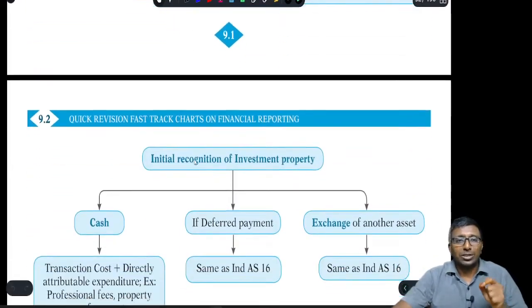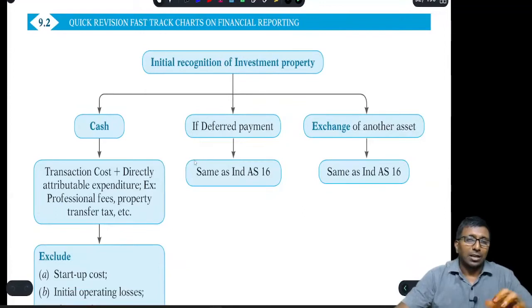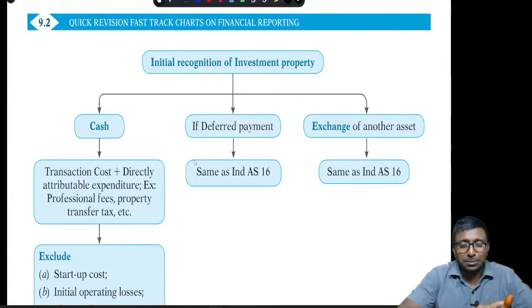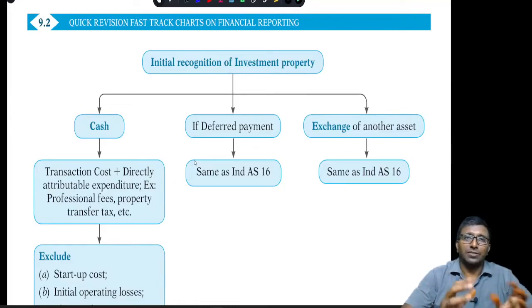Okay, when it comes to recognition and measurement, you can buy it by paying cash or credit, or you can do self construction of the property, or it can be a barter transaction. If it is cash or credit, that is normal, in the sense exactly the same as Ind AS 16. You can say all the cost of construction, including the borrowing cost, and all other costs directly attributable to the construction or acquisition of the asset.